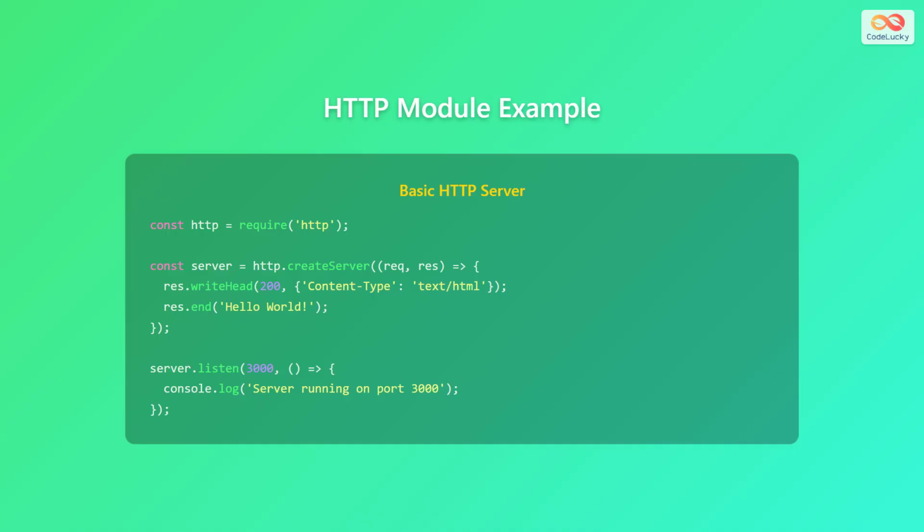Here's an example using the HTTP module to create a basic HTTP server. The code shows how to use the http.createServer function to create a server that listens on port 3000 and responds with Hello World.